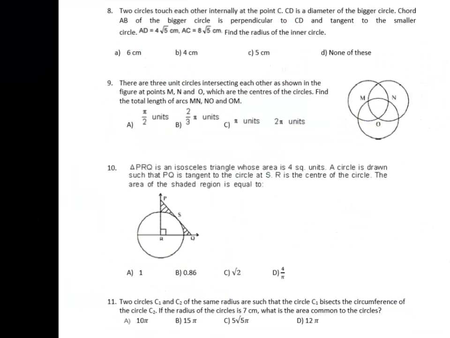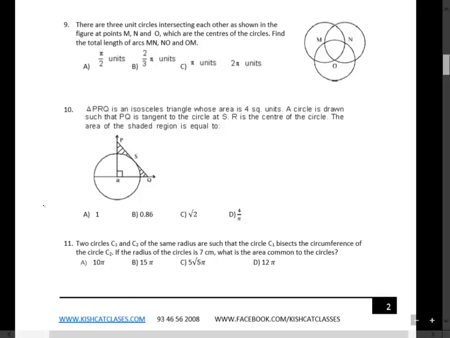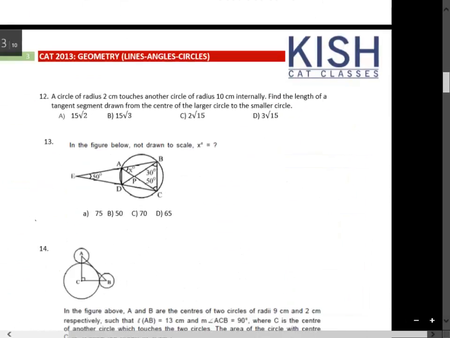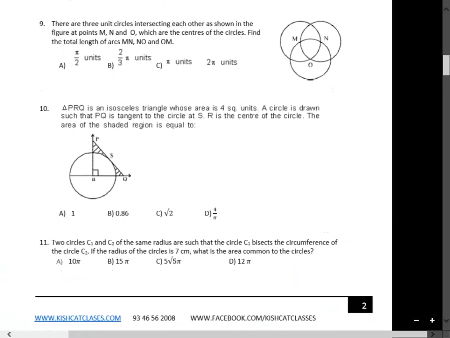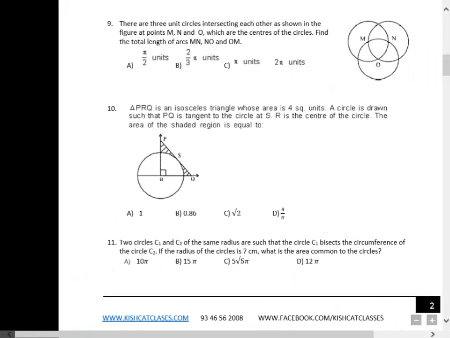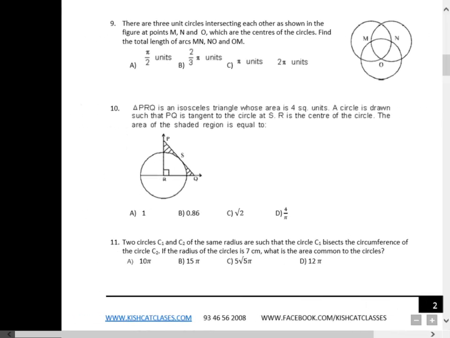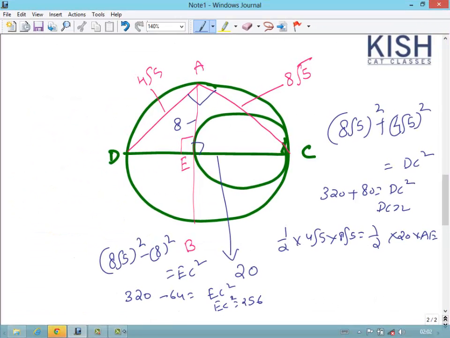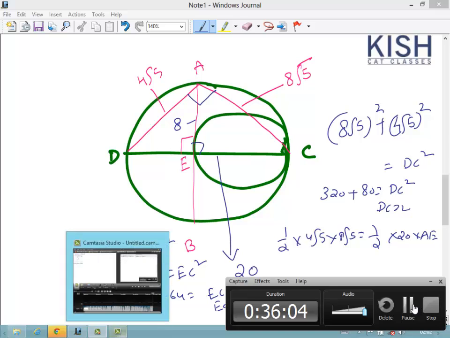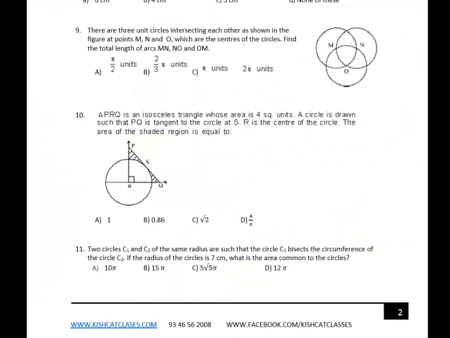That's all for question number 9. Just go through question number 9 again. Now solve question number 10.